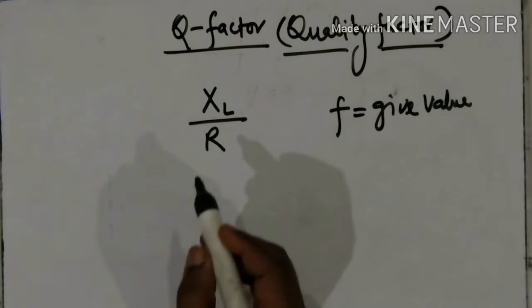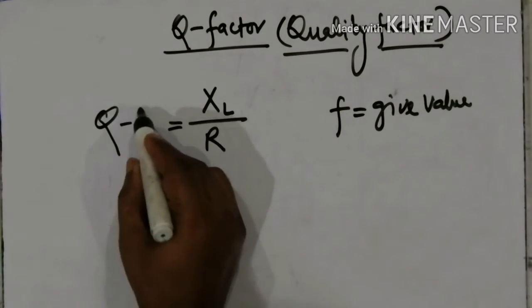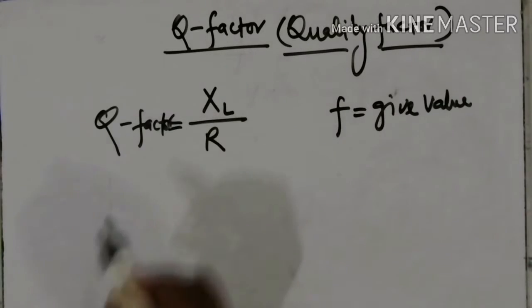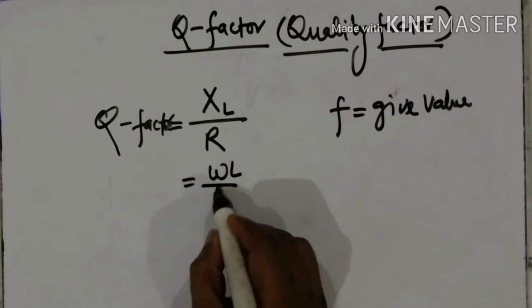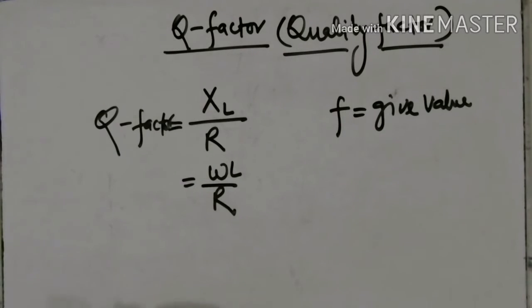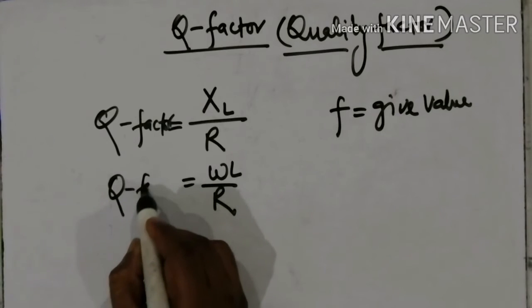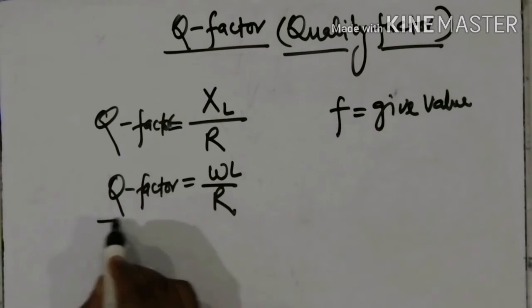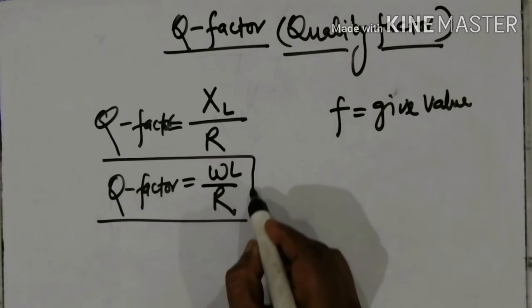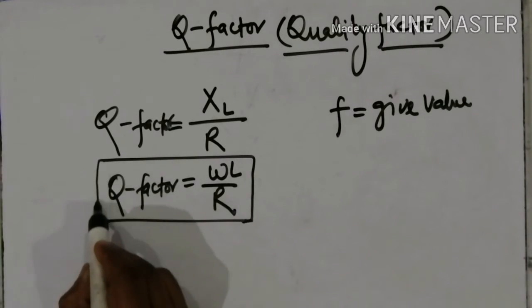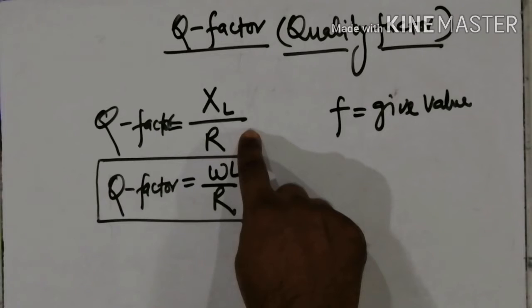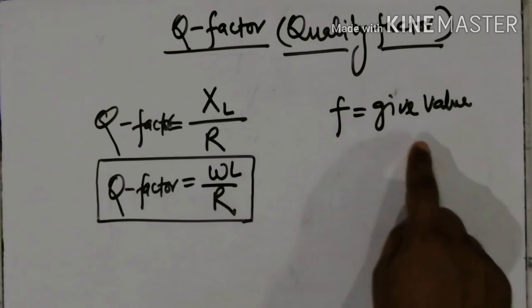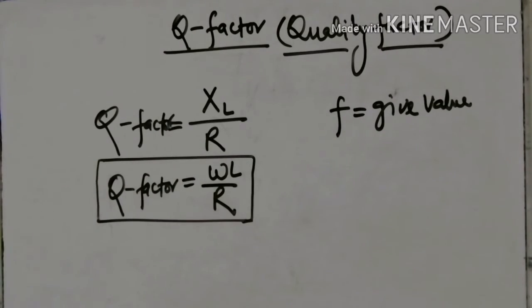So it is nothing but Q factor, right? Q factor is equal to omega L divided by R. This is nothing but Q factor. What is Q factor? Q factor is the ratio of inductive reactance to the resistance of the coil at a given frequency, is known as the quality factor.